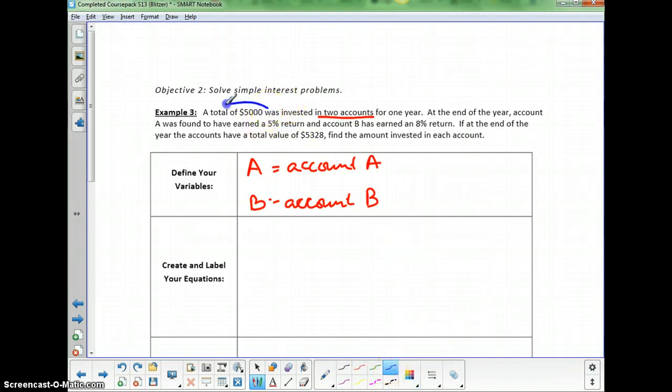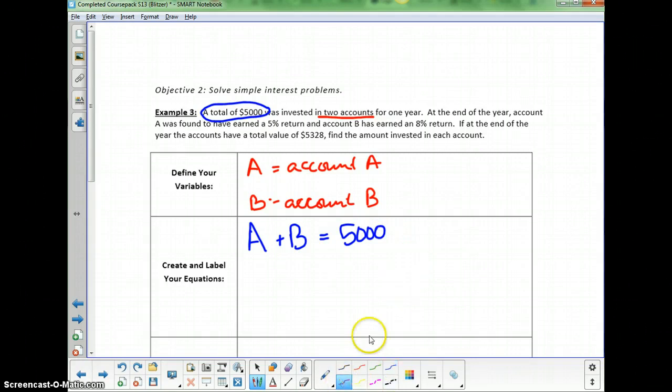I'm going to start with the fact that we invested a total of $5,000 in them originally. I'm not sure how I split it up yet, but I do know that the sum of whatever I put into A and whatever I put into B is going to be 5,000, so A plus B is 5,000.